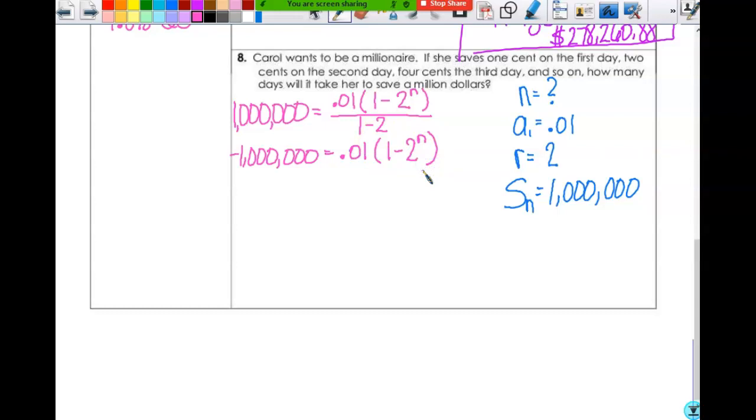Still our goal is to get n by itself. So now I'd like to divide both sides by 0.01. When you divide by something less than 1, your number gets bigger. So we're going to move the decimal place twice to make it bigger. And that will give me negative 100 million equals 1 minus 2 to the n power.